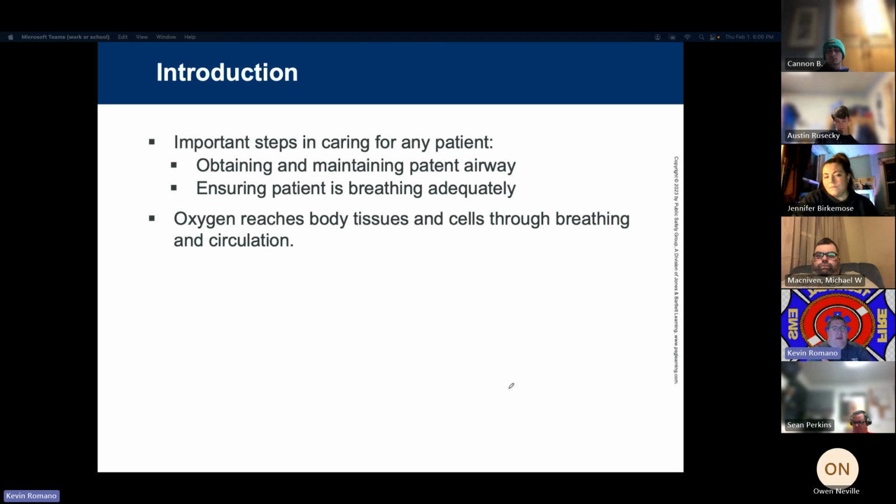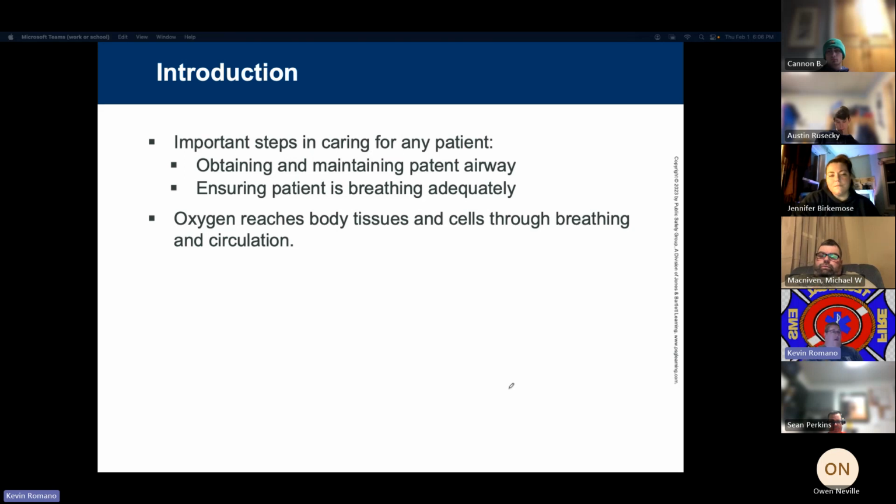So the most important steps in caring for any patient are obtaining and maintaining a patent airway and ensuring that the patient is breathing adequately. That is the key. Without it, we can't go any farther. If they're bleeding out, we stop the bleeding, right? But if we can't manage an airway, we can't get into circulation stuff and things like that. We can't really get into the IVs and all that fun stuff that we want to play with, because they're going to die if we don't maintain it, right?